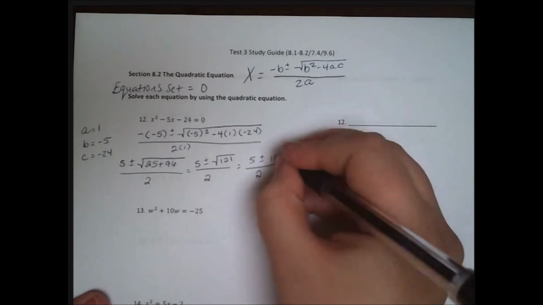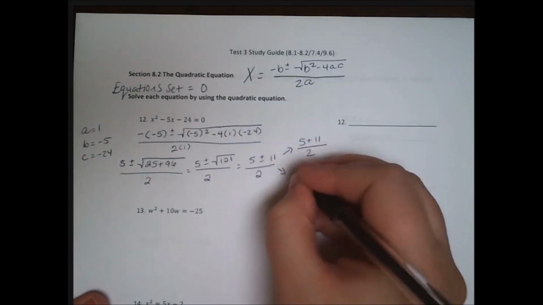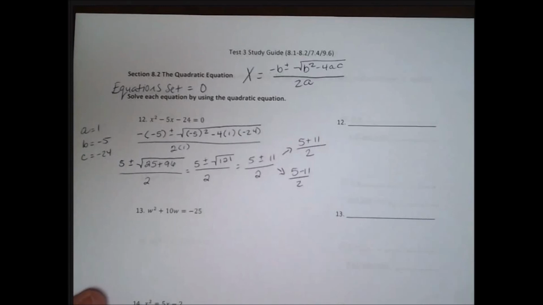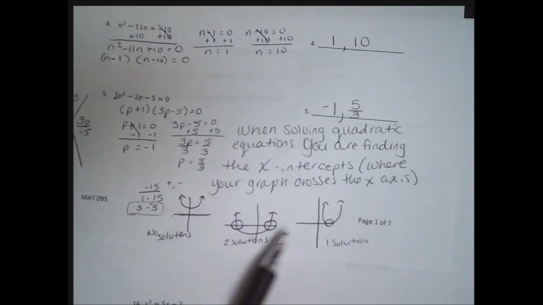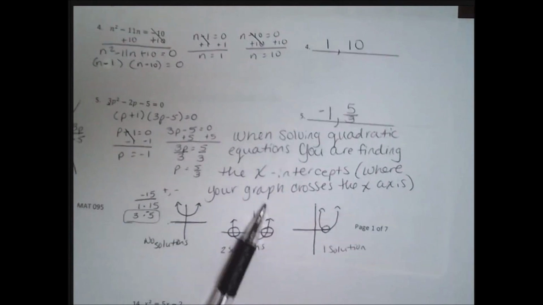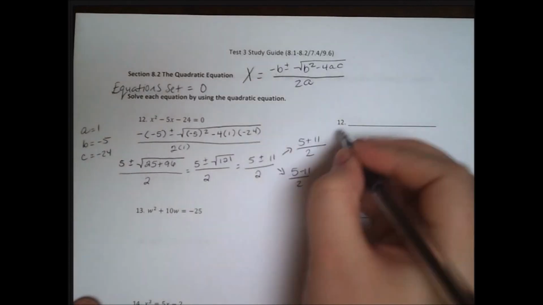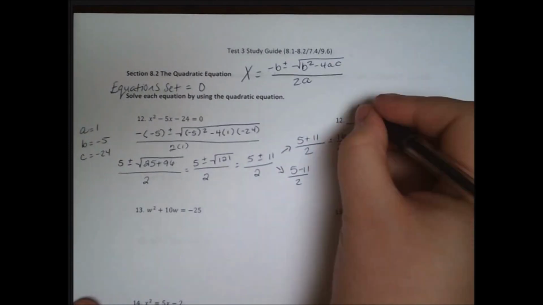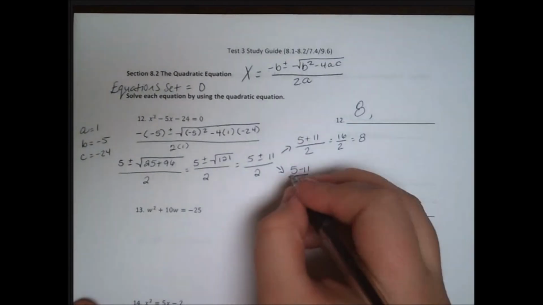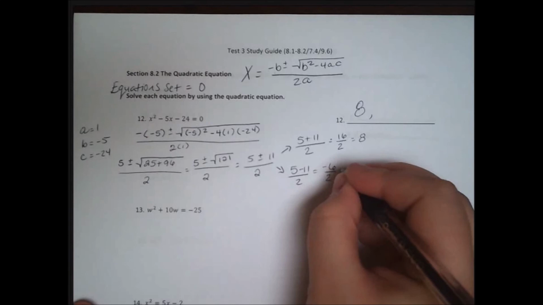So we have two situations. We have a plus situation and we have a minus situation. So this is, again, like we talked about here at the bottom of number 5 we did, where we talk about our solutions. So since we're about to have 2 solutions, that means that it's going to cross that x-intercept at 2 different points. So 5 plus 11 is 16, and 16 divided by 2 is 8. And then 5 minus 11 is negative 6. Negative 6 divided by 2 is negative 3.